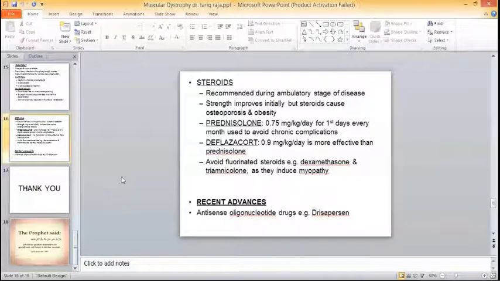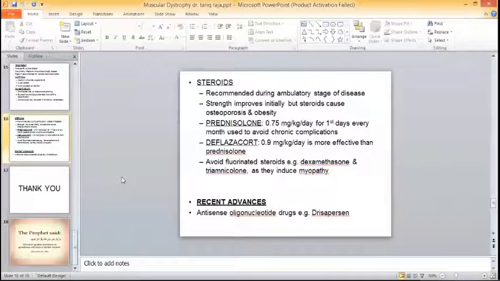So all you have to remember is there is a role of steroids, but a limited role, and in some cases what we can give is prednisolone and deflazacort. And regarding recent advances, antisense oligonucleotide drugs can also be given. Just to add flavor, I have added the name of the recent advances, that is antisense oligonucleotide.